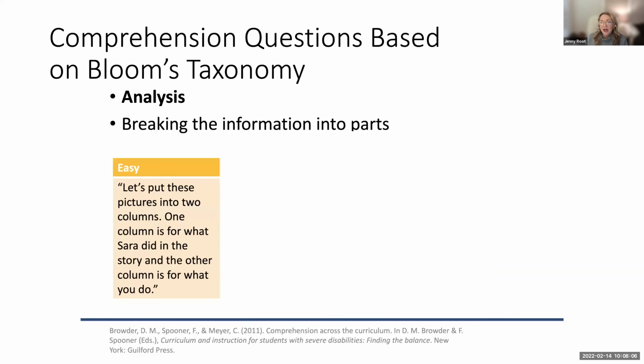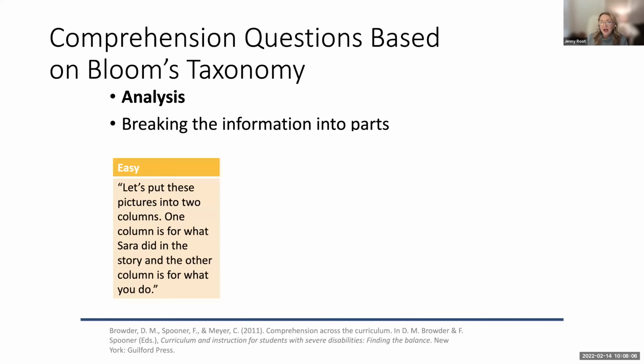And then analysis, where we want to break information into different parts so that we can analyze it. So an easy level would be something like, let's put these pictures into two columns. One is for what Sarah did in the story, and the other column is for what you do, right? So being able to analyze what was it that the character did, what was it that they might do.